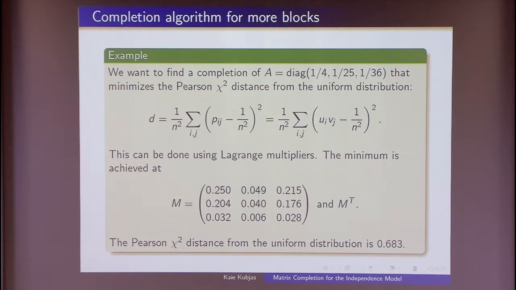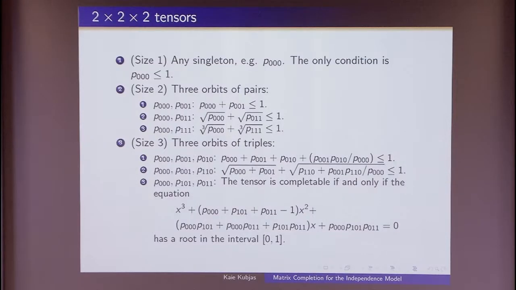So we solve the Lagrange multipliers for our partial matrix. And for example, for this matrix, the minimum is achieved at this matrix, and the Pearson chi-squared distance is 0.683. And now this is my last slide, so I'm on time.